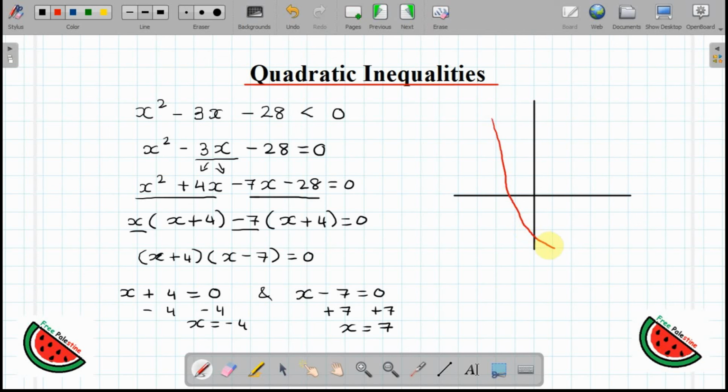a quadratic graph here. So that's minus 4, 0. That's my first solution. And then the second one will be 7, 0. Here I've got my solutions on either side of the y-axis. And then my y-intercept here will be 0, minus 28.